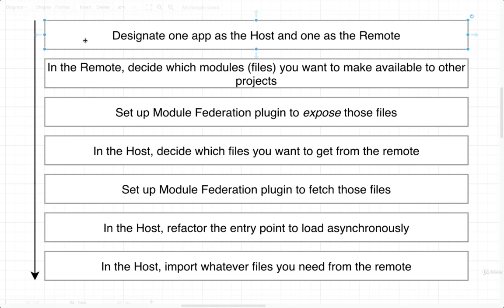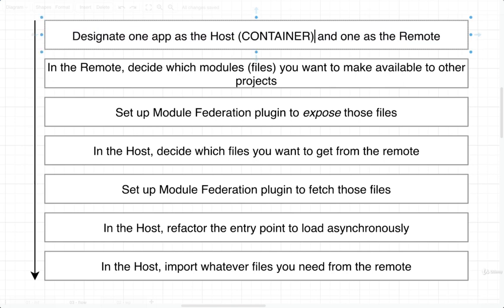So to get started, we're going to first designate one application as a host and one as a remote. Our host is going to be the application that is trying to make use of code from another project. So for you and I, our host is the container. Your remote is a project that is making code available to other projects. So for you and I, our remote is products.